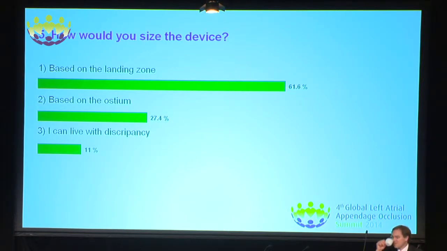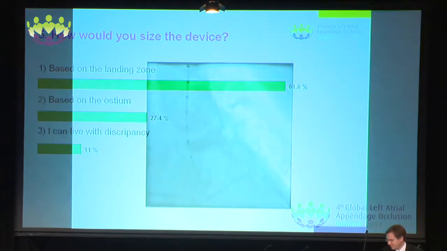So as soon as we have the answer, we'd love to have it up. So based on the landing zone, ignore the ostium is the general suggestion, and that's actually been the standard teaching of the ACP. I've shifted a lot in terms of my approach. So can we have my next picture up?